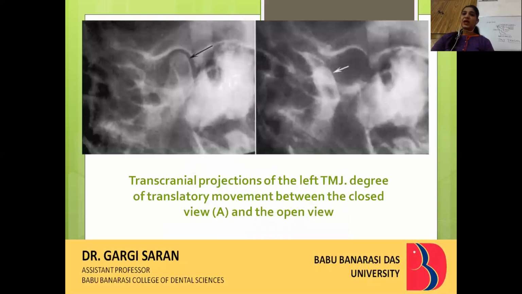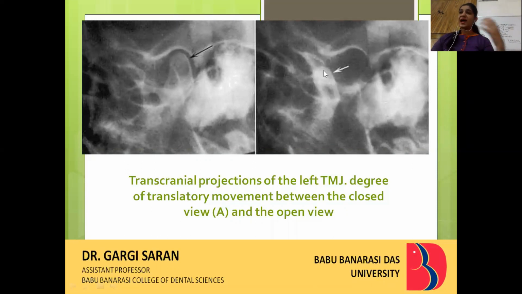Then transcranial projections of the left TMJ joints. Over here we can see the articular eminence, and this is the condylar head. We can appreciate it very well, and these are the joint spaces. Over here we can see an open mouth, and this one is of closed mouth. In open mouth we can very well see the translatory movement, that the condylar head has come out of its articular surface and is more anterior to the articular eminence.